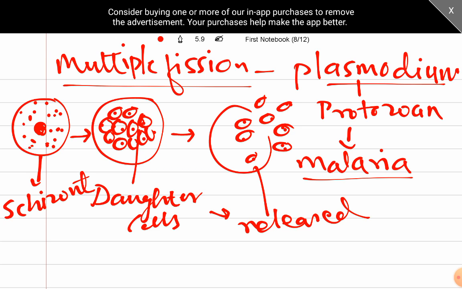So there are different types of fission we have seen. Binary fission, multiple fission. Under binary fission, we learned about simple binary fission, transverse binary fission, and longitudinal binary fission. And then we learned multiple fission as a separate type of fission.